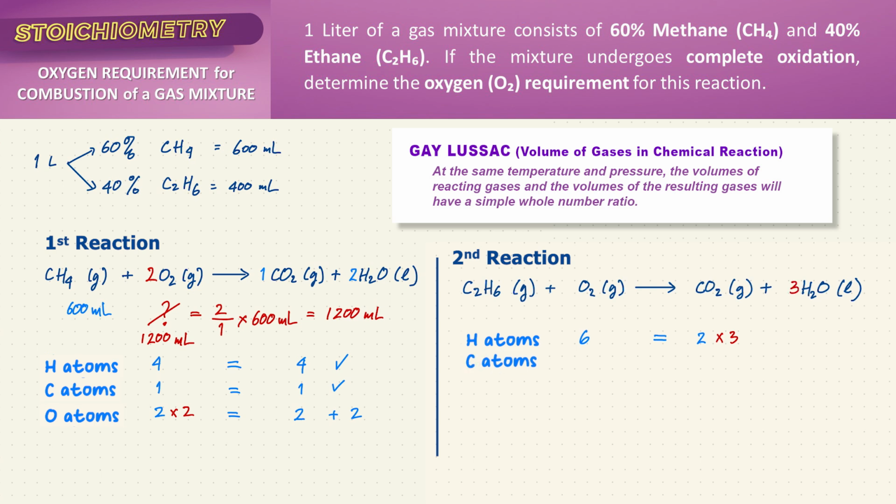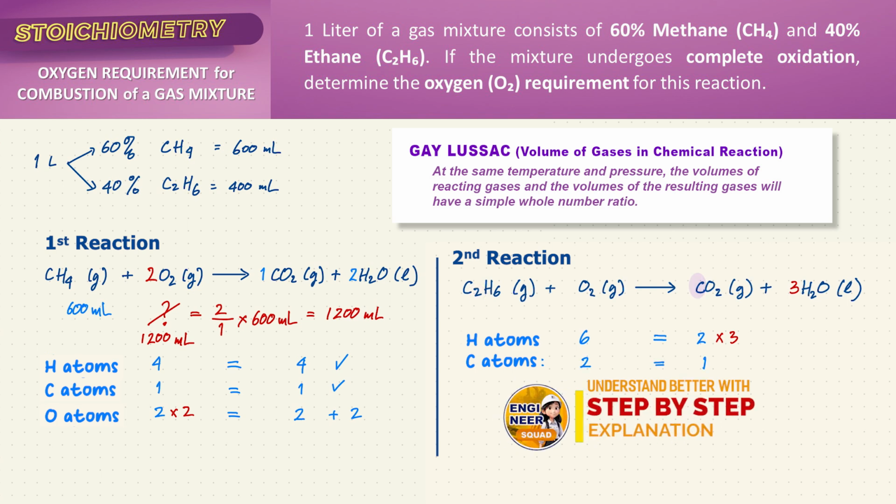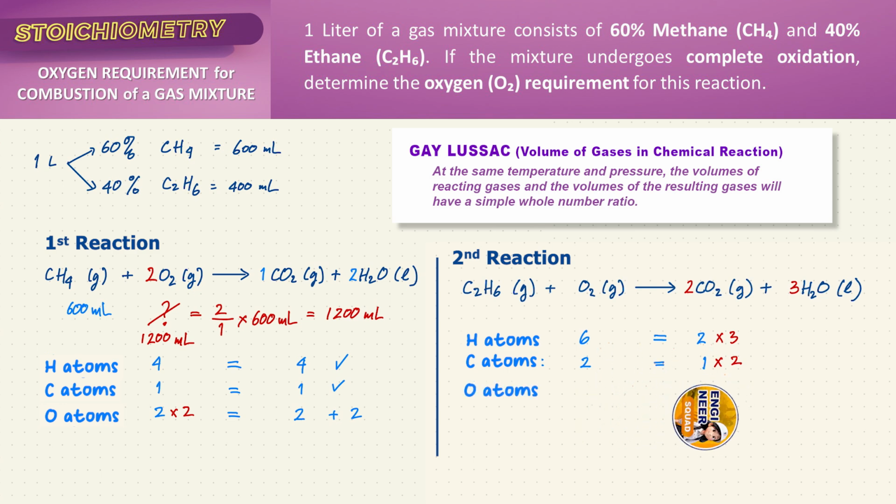Next, we check the carbon atoms. On the left side, there are 2 carbon atoms, while on the right side, there is 1 carbon atom. To balance it, we multiply CO2 by 2. Lastly, we balance the oxygen atoms. On the left side, there are 2 oxygen atoms, while on the right side, there are 2 from CO2, multiplied by 2 from the coefficient of CO2. Additionally, there are 3 atoms from H2O, making the total 7 oxygen atoms.